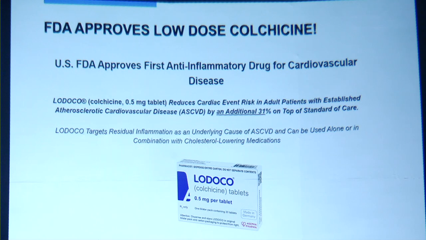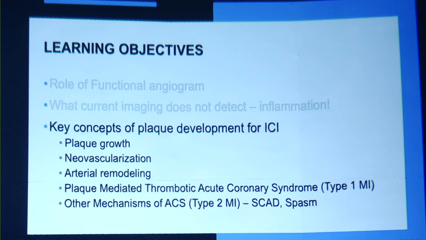The closest we have right now is looking for so-called vulnerable plaques, or thin cap fibroatheroma. So let's move on to the final learning objective, which is really the concept of plaque development and how we should be familiar with that when we image in the lab.